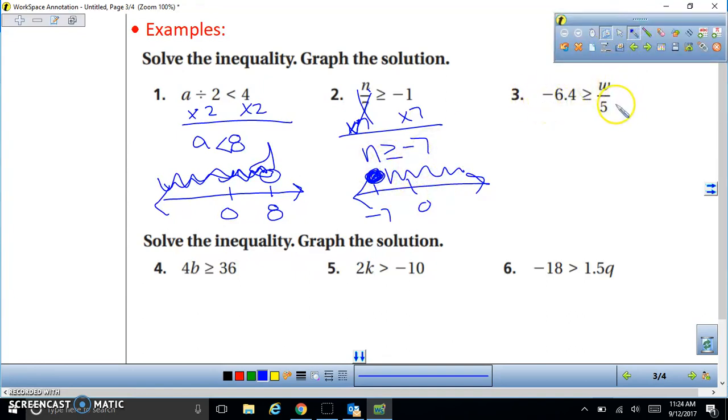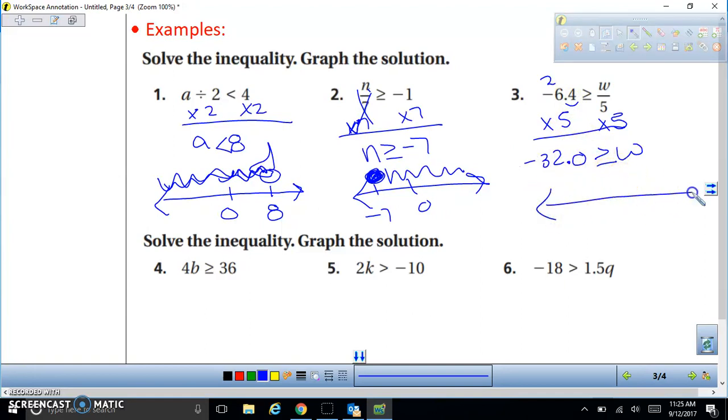Example 3, two cases. W is being divided by a positive 5, so we're working with case 1 because it's a positive. We're going to multiply by 5. Now we'll have W is still less than or equal to 5 times 4 is 20, 5 times 6 is 30 plus 2, 32, one decimal place, and it's negative. Right, now we're ready to graph. Negative 32, closed circle because it's equal to, and W is less than, so we are shading to the left.